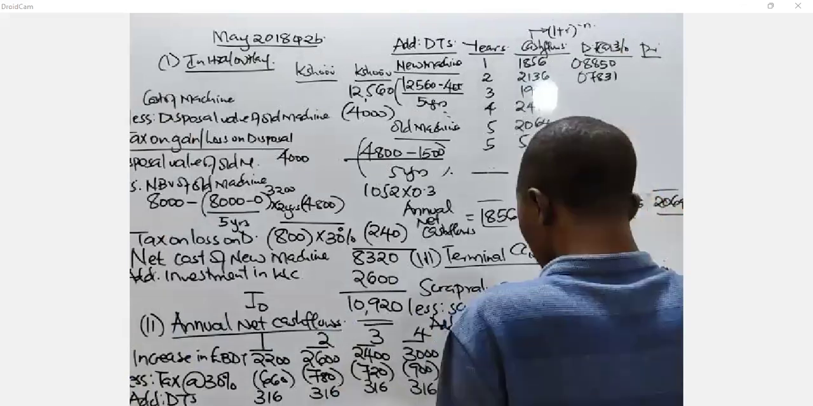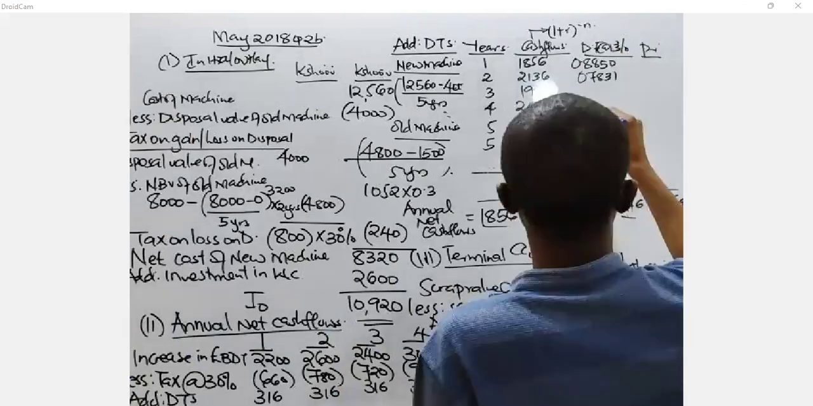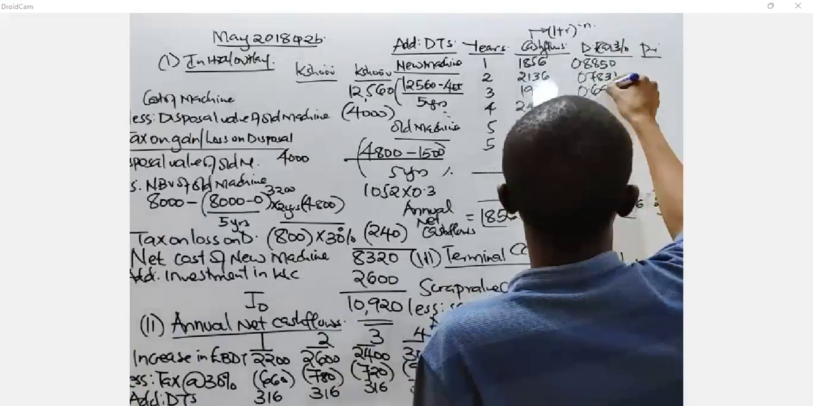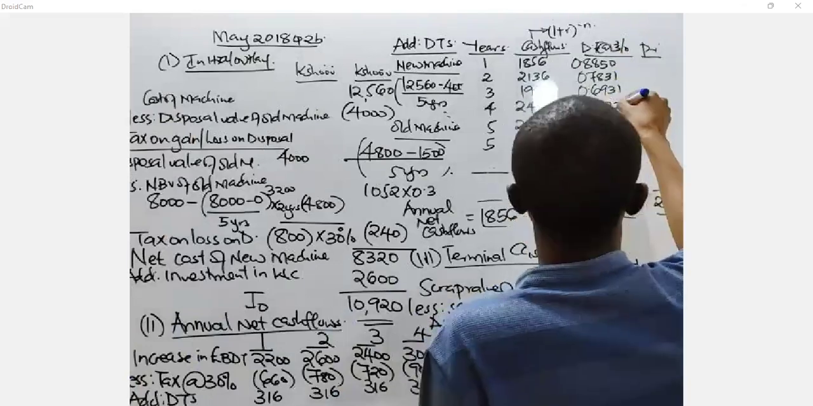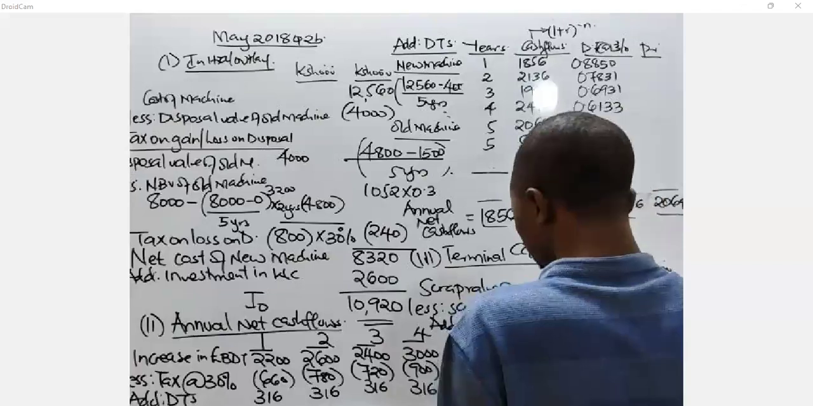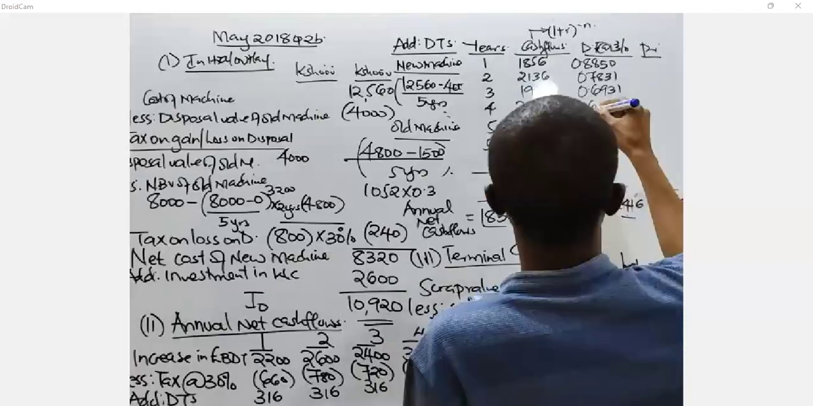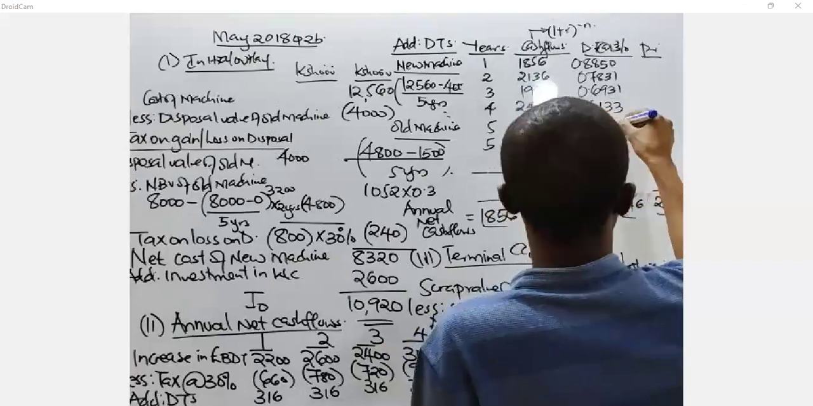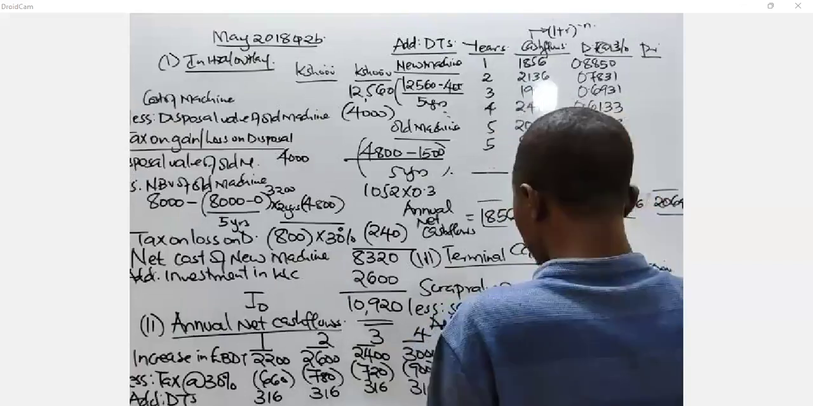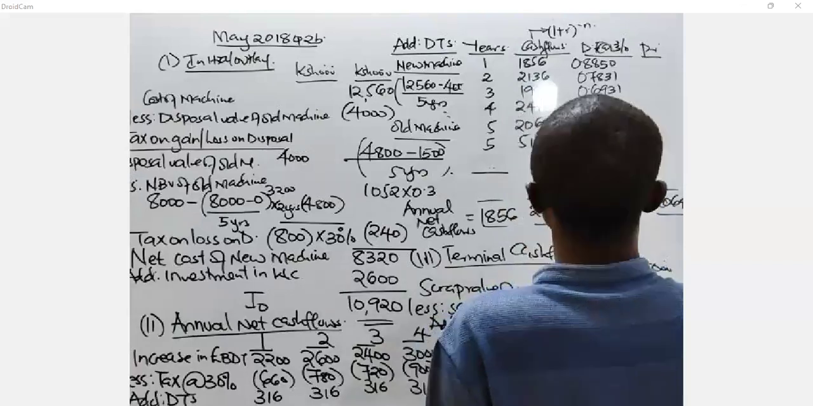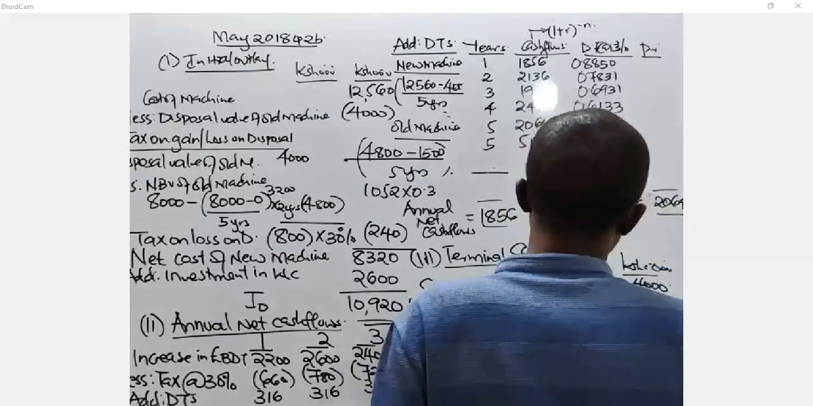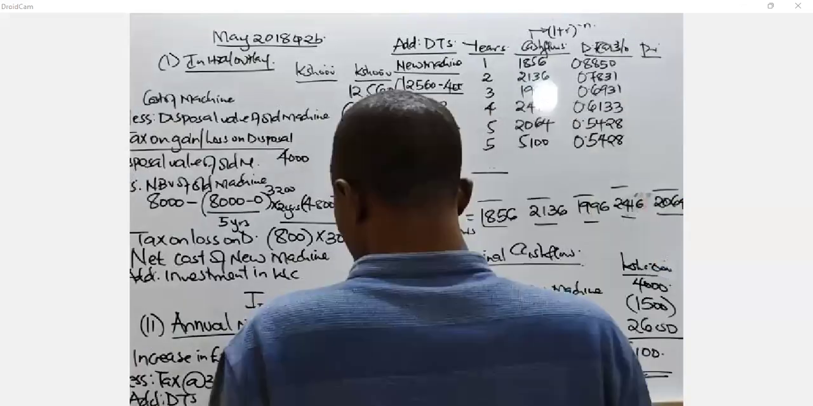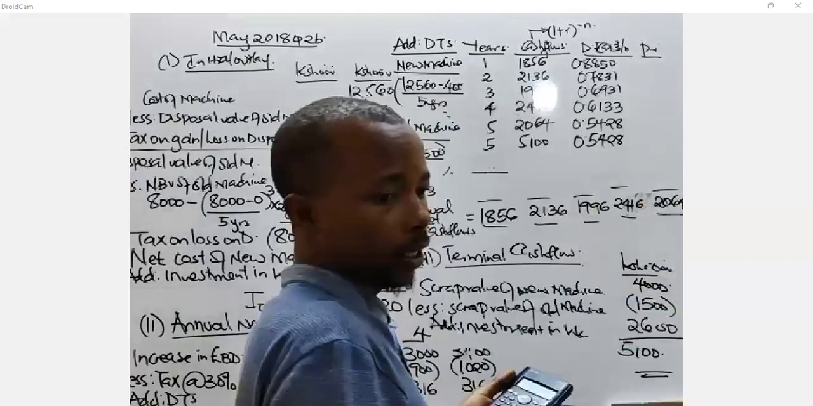The second one would be 0.7831. The third one will be 0.6931. The fourth one will be 0.6133. Number 5, 0.5428, and the last one will be the same. Now you multiply the cash flows with the discount factors, right?